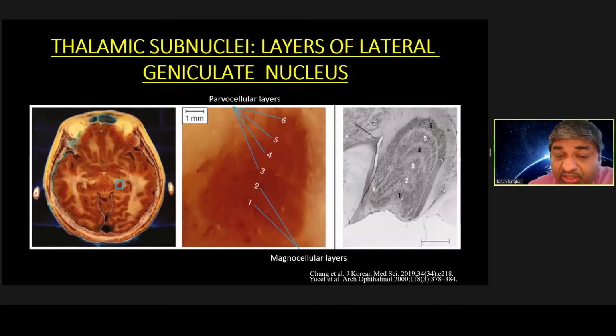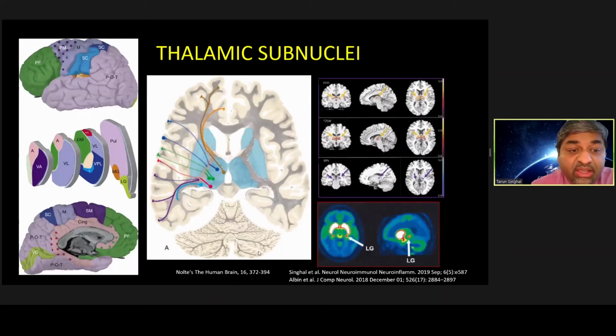More so, these nuclei may even have their own layered structure, as shown here for the lateral geniculate nucleus. And the scale here is 1 millimeter, so one could think about potentially distinguishing the layers within the thalamic subnucleus here, the lateral geniculate nucleus. Here are the various thalamic subnuclei, which are connected with specific areas in the cerebral cortex.